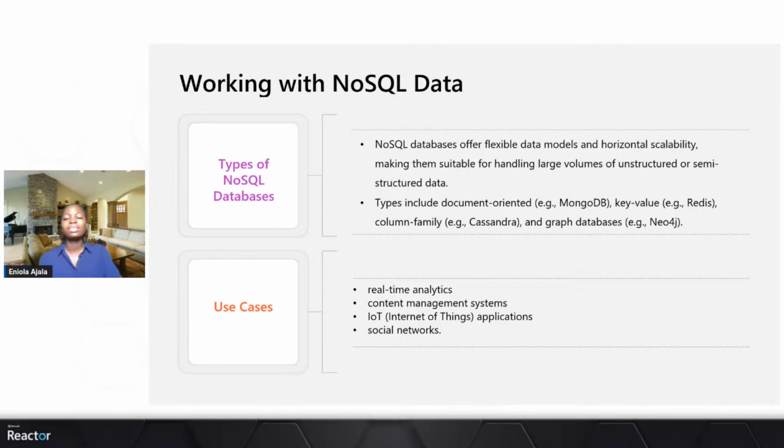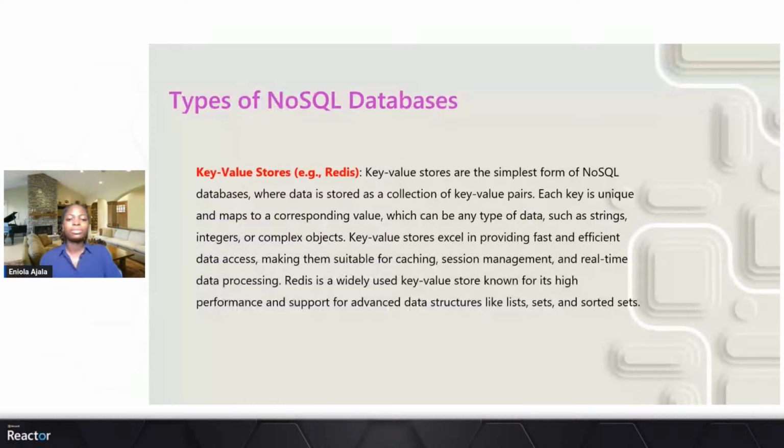using document-oriented databases like MongoDB, which store data in a flexible, schema-less format as documents. And these documents can contain key value pairs, arrays, or even nested documents, allowing for rich and varied data structures within a single collection. Same thing with the key value stores, that is Redis, and this is the simplest form of the non-SQL database where data is stored as a collection of key value pairs.